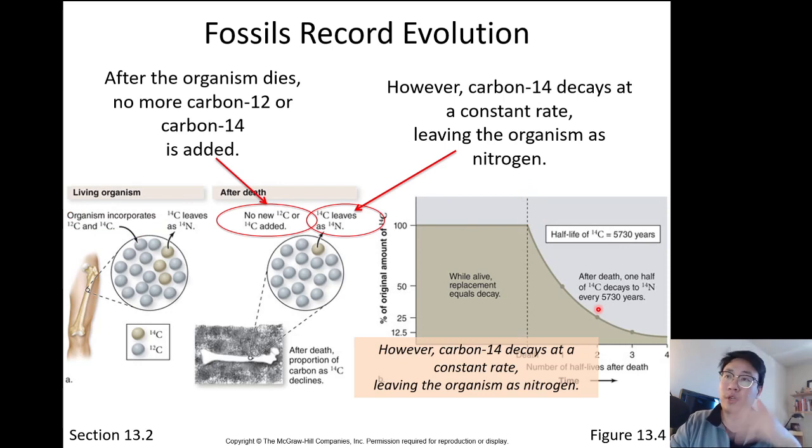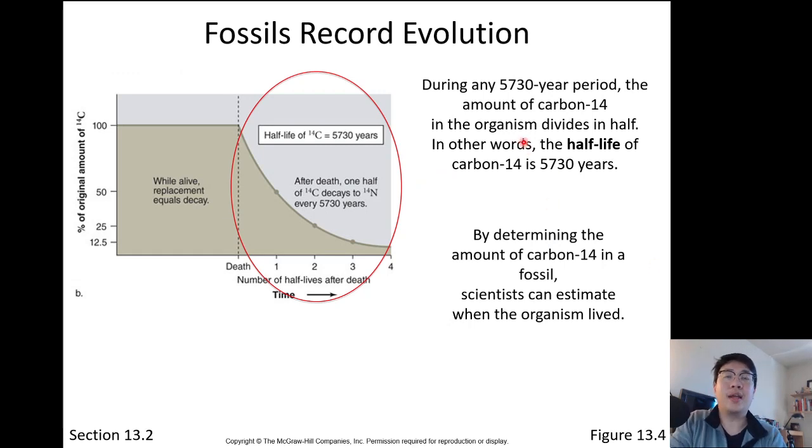So after the organism dies, no more carbon-12 or carbon-14 is added. However, carbon-14 decays at a constant rate, leaving the organism as nitrogen. There we go, that helps explain it. I don't understand the microchemistry of that process, but just know carbon-14 will leave as nitrogen in the very end. Okay, so a proton somehow ejected out, and nitrogen is left. So carbon-14 decays at a constant rate, leaving the organism as nitrogen. So right here, during any 5,730 year period, the amount of carbon-14 is always cut in half.